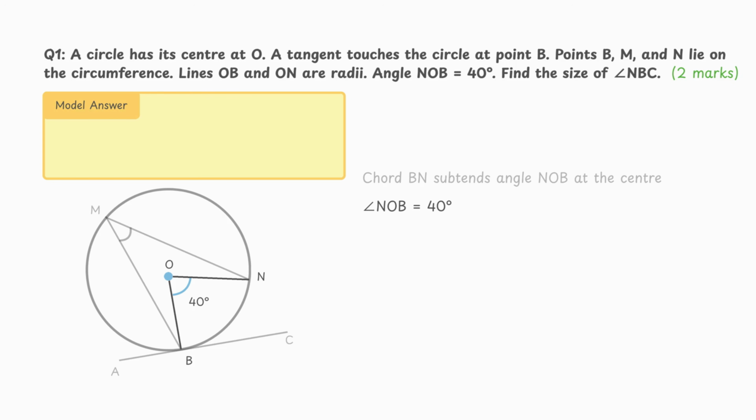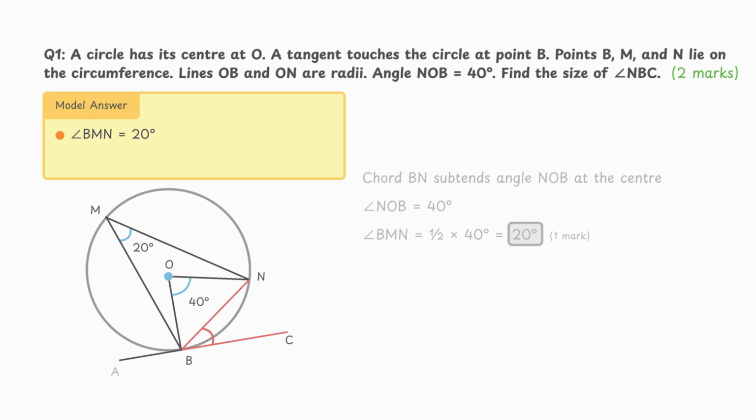So chord BN subtends angle NOB at the center, which is 40 degrees. So the angle at the circumference, angle BMN, must be half of 40. So angle BMN equals 20 degrees. This earns 1 mark. Now pause here for a moment. We have found an angle inside the circle using a central angle rule. Now we move to the next step.